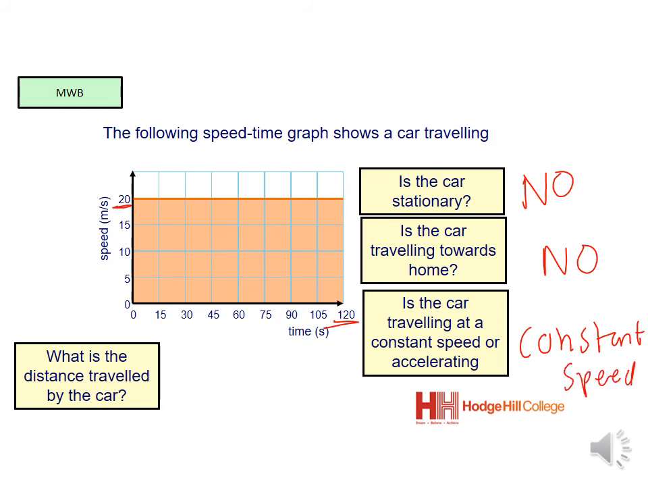And finally, what is the distance travelled by the car? If we remember that distance on a speed time graph is the area under the line or the curve, all we've got to do is work out the area of this shape. We should know that this shape is a rectangle, so we just need to work out base and height. The base is 120 and the height is 20, so we just have to do 120 times 20, which is 2,400, and that would be meters.